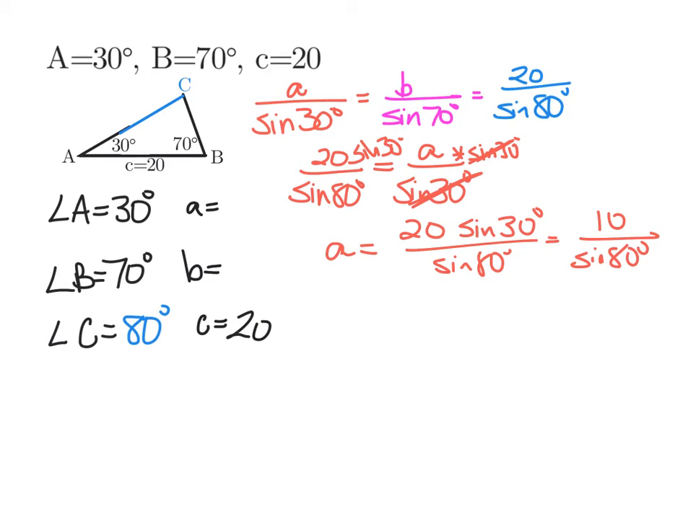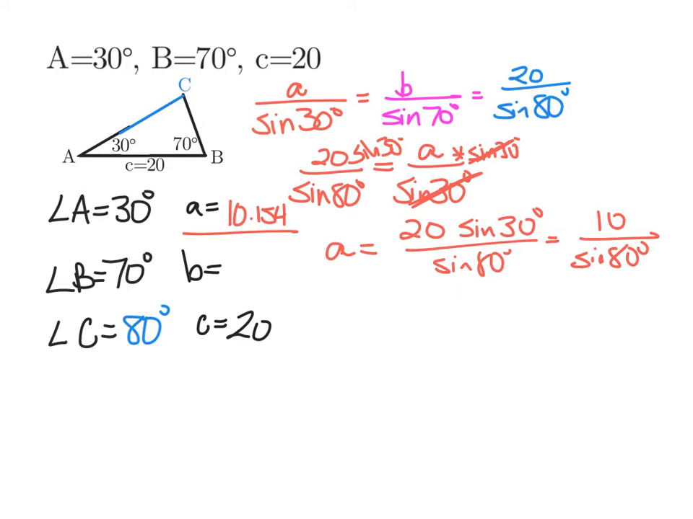Then go over to your calculator. Make sure that you're in degree mode and do 10 divided by the sine of 80. If you type it in right, you should get 10.154. When you write your answer, I want you to go to 3 decimal places. The more decimal places we have, the more accurate we're going to be. Going to 3 is sufficiently accurate.